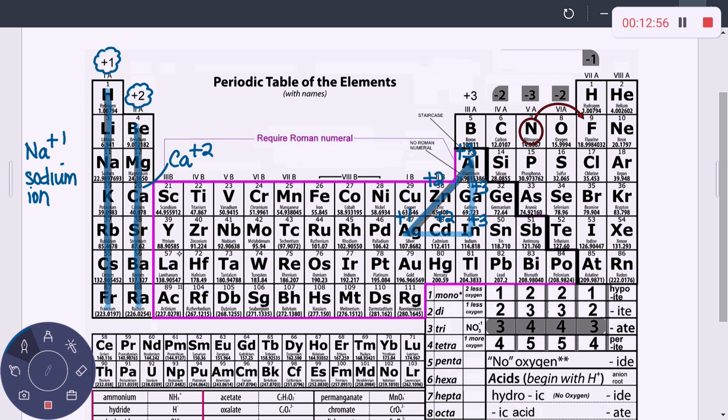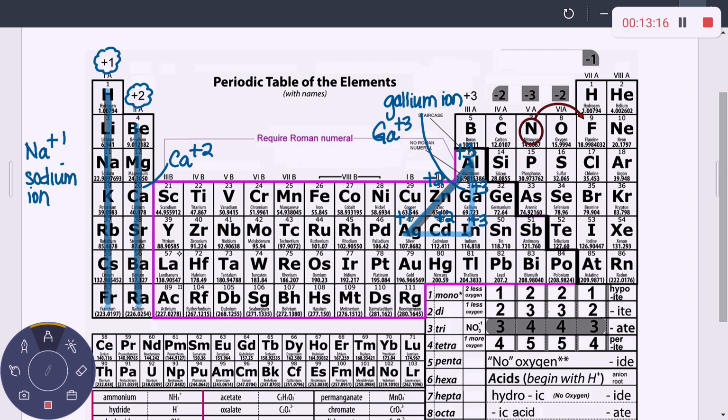Same thing with the metals that are in this darkened triangle. If I said to you, you've got the gallium ion, gallium is here. It would be Ga +3. Done. Easy enough? Okay. Let's talk about the metals that have varying charges.